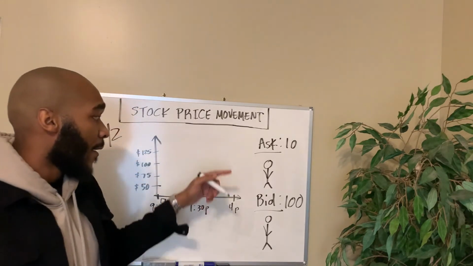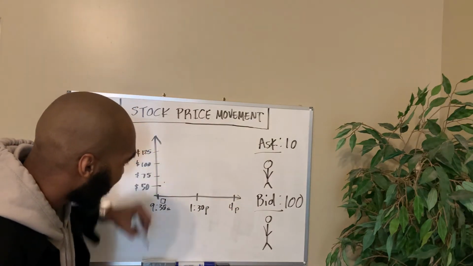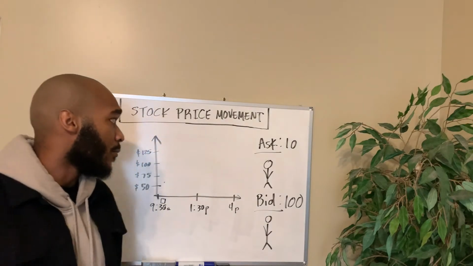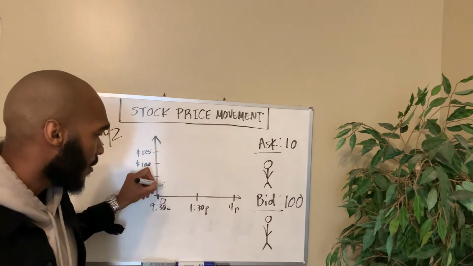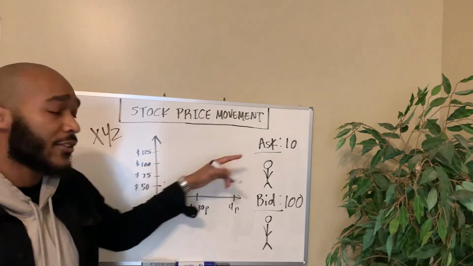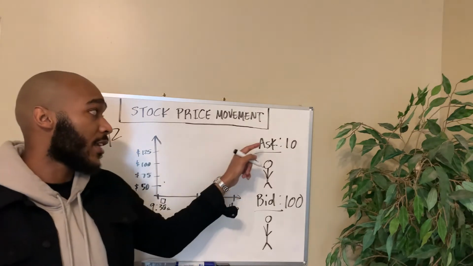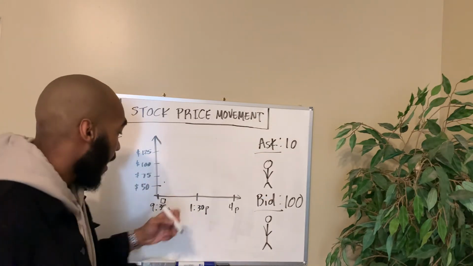And let's say one of them finally wins out at $60 per share, right? Boom. So they agree on the price. He sells it. He initially asked for $50, but he got $60 per share. Cool, happy.